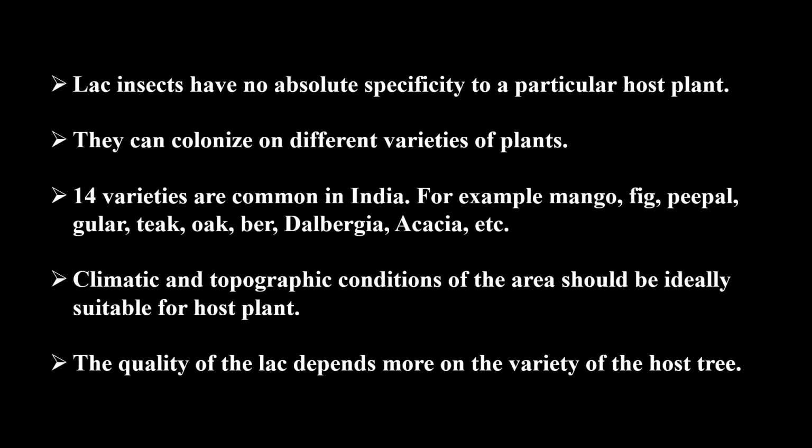The first major step is host plants and their cultivation. Lac insects have no absolute specificity to a particular host plant. They can colonize on different varieties of plants. Fourteen varieties are common in India, for example, mango, fig, peepal, gular, teak, oak, bur, acacia, etc. Climatic and topographic conditions of the area should be ideally suitable for the host plant. The quality of the lac depends more on the variety of the host tree.